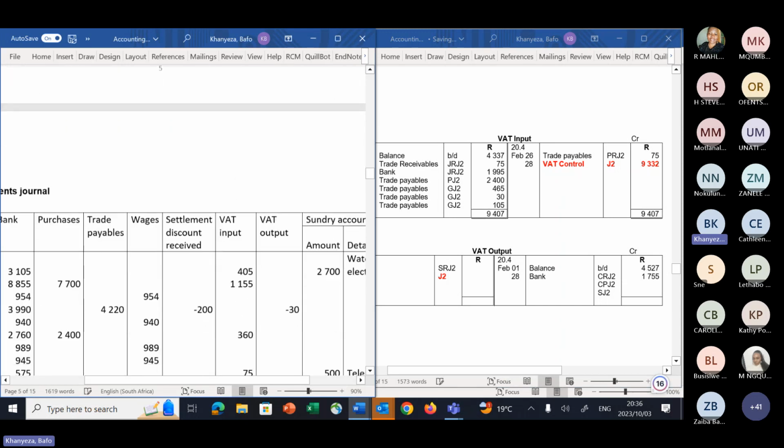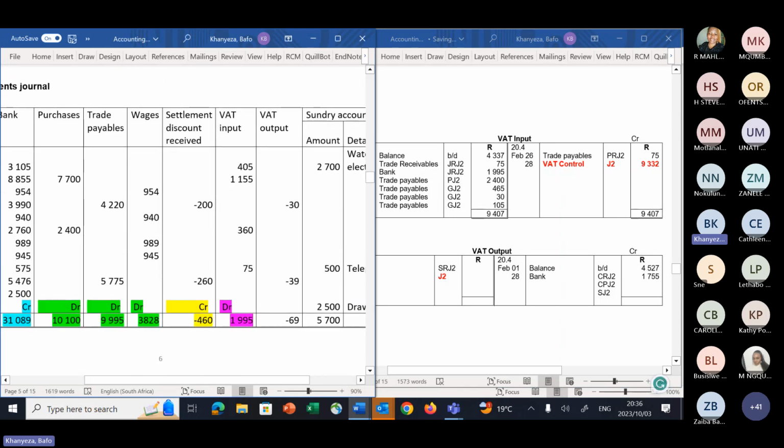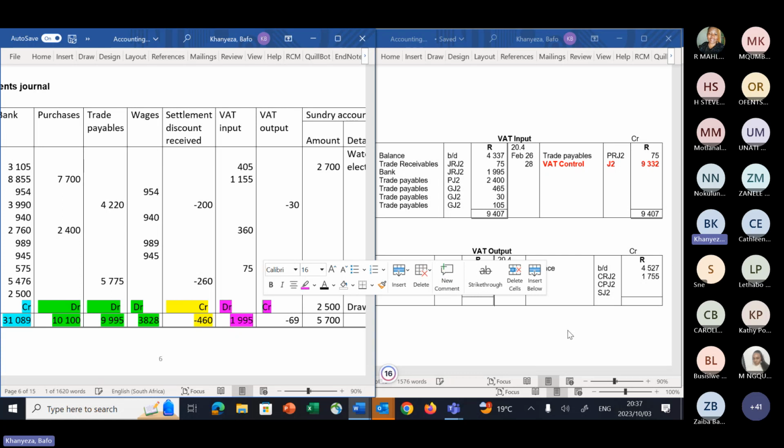So let's see what other VAT output. Here it is. We've got a VAT output of 69. So this is gonna be a credit because VAT output is a credit anyway. Everything else here is a debit, but because this is a negative, this one is gonna be a credit. Still need to process this.